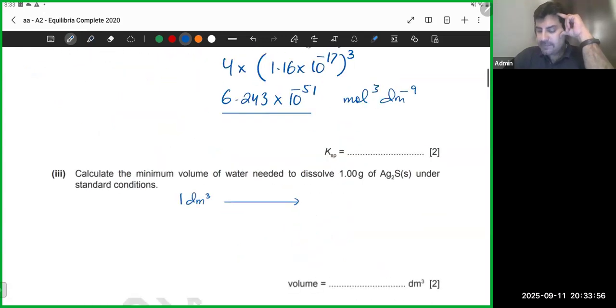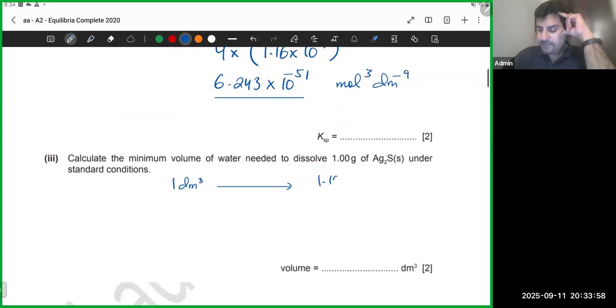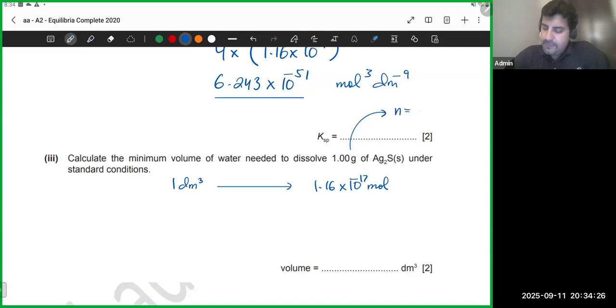1.16 times 10 to the power minus 17 moles, right? That's what solubility is, mole per dm cubed, or it could be gram per dm cubed as well. So that is the amount. Now I'm just going to use ratios: these many moles take 1 dm cubed. So for 1 gram, how many moles is 1 gram? I would need to find the moles, which is 1 gram divided by the molar mass, which is what?